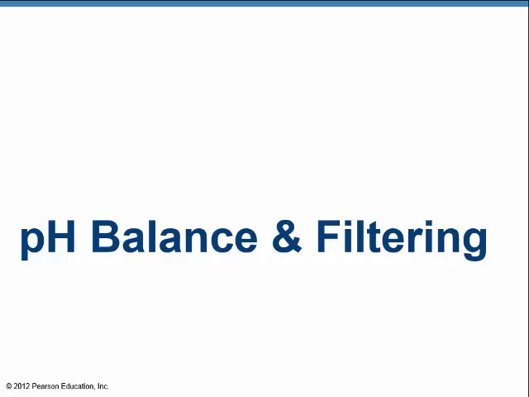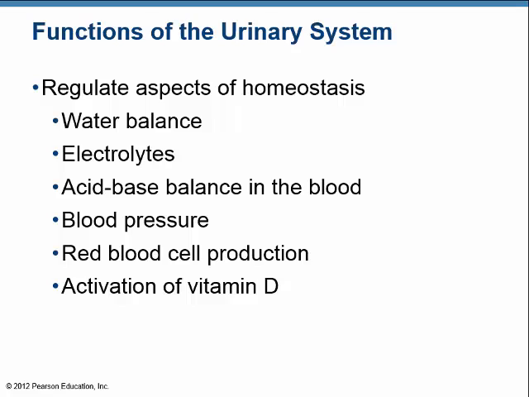Finally, we'll have a short review of pH balance and the filtering properties of the urine. Functions of the urinary system include regulating certain aspects of homeostasis. These include making sure there's a sufficient amount of water, not too much, not too little, the right concentration of electrolytes such as sodium and chloride, proper pH or acid-base balance in the blood, regulation of blood pressure and red blood cell production, and activation of vitamin D.